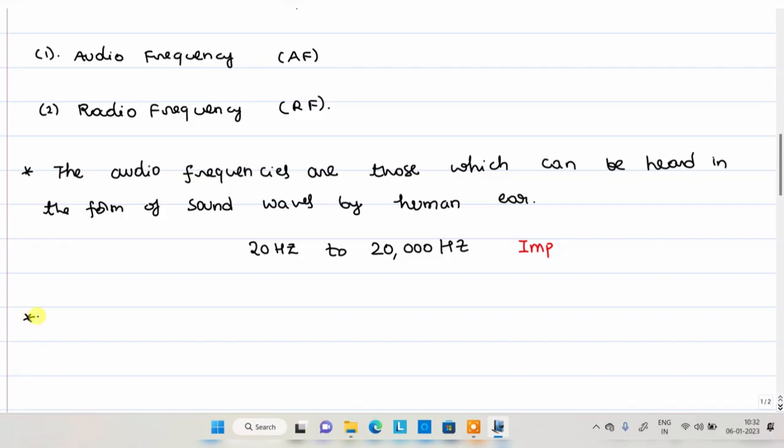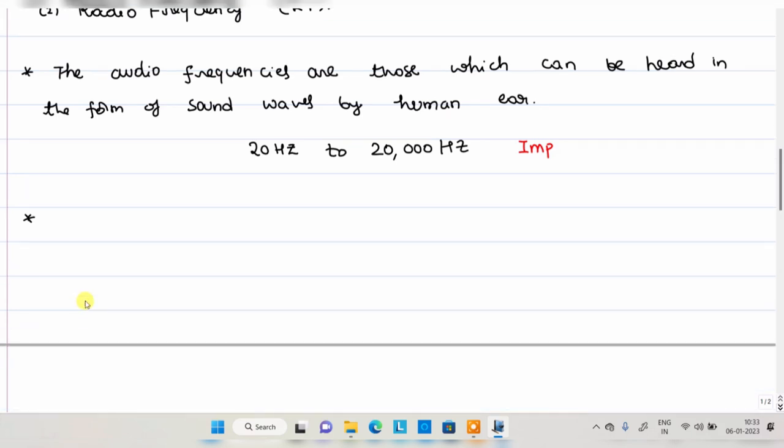Next one, the higher the frequency, for example, if the frequency is very high, what will happen? The higher the pitch or tone of that particular sound, that means the higher the tone of sound. So in case of more than that frequency, that is a point.